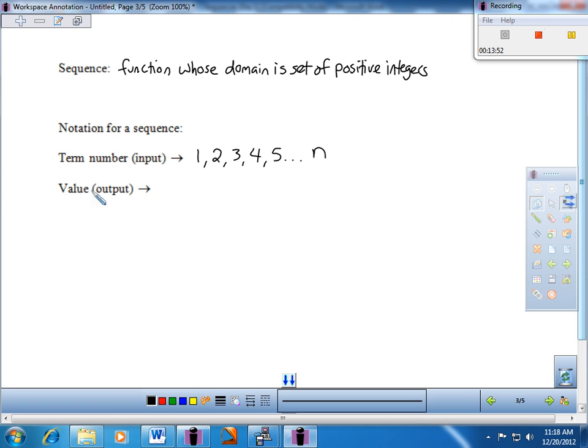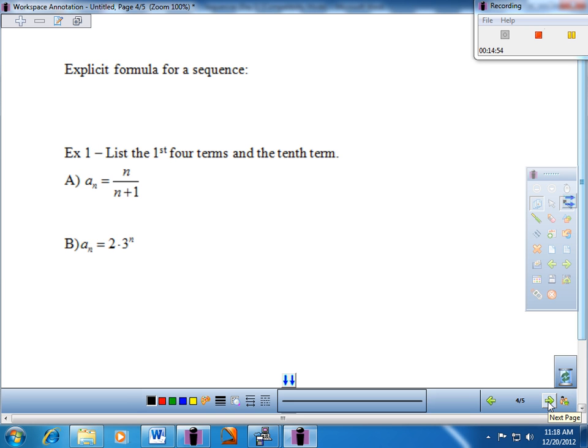Now the value of our particular term is going to be the outputs. And so this would be the value of the first term. We would read that as a sub 1. The value of the second term, a sub 2. Value of the third term, value of the fourth term, value of the fifth term, dot, dot, dot. And so what we're going to do is write formulas for the value of the nth term. So you're going to see a lot of a sub n equals. And that's going to be our situation. So instead of y equals, that generic dependent variable, it's going to be a sub n equals. Outputs in terms of input. Wonderful. All right, well, I'm going to move right on to the next piece.